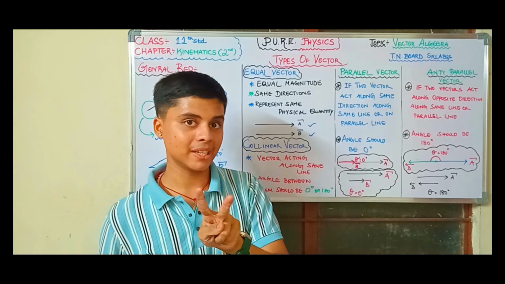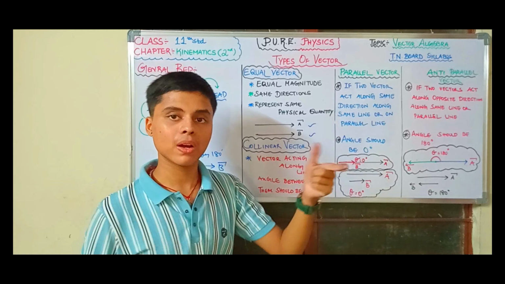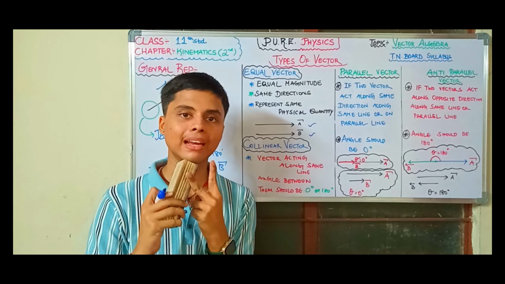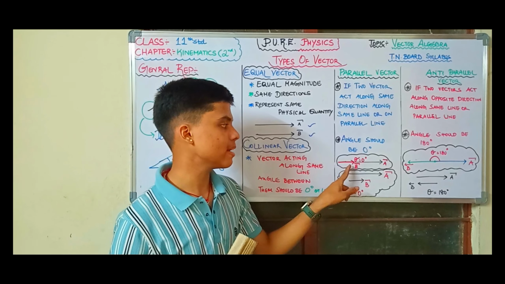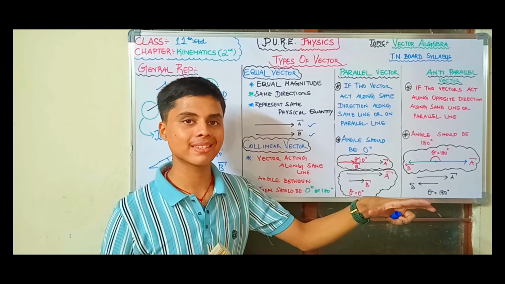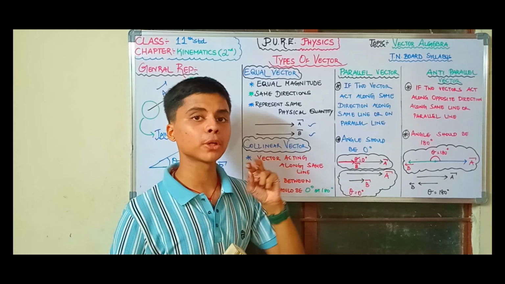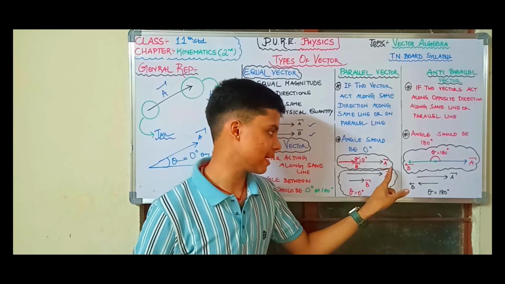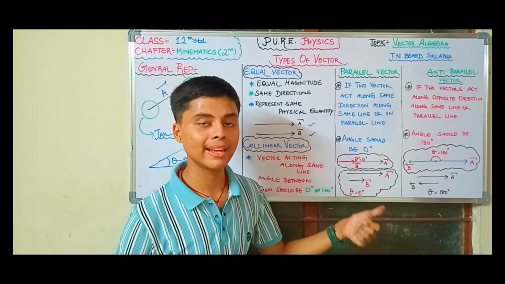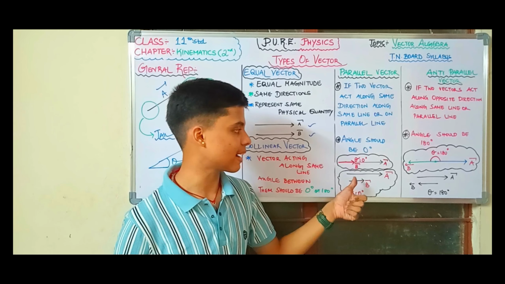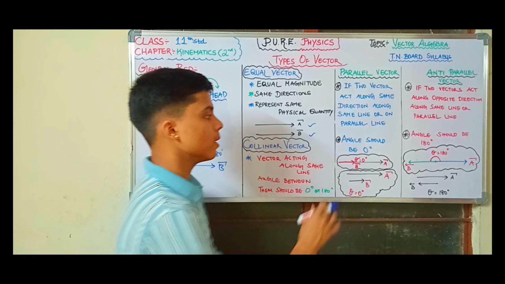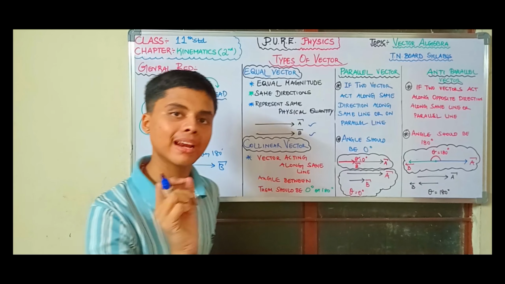So there are two conditions. If the two vectors act along the same direction on the same line or on parallel lines. For the same line, we take one line and put two vectors along it. The black line is the first vector A, and on that black line there is another vector B. So here the angle formed is 0 degrees. So these two vectors are parallel to each other.